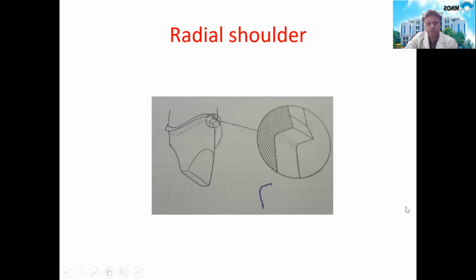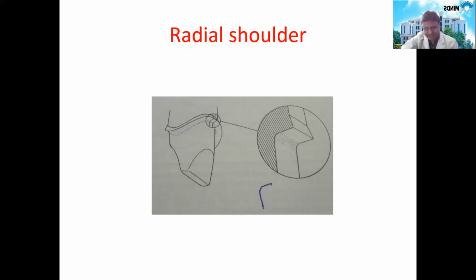This is the radial shoulder margin, which is a better margin for a ceramic restoration. So this is exactly not at 90 degrees, there is this small curve there. So that will prevent the stress concentration. Also, the number of exposed enamel rods will be very less, and the patient coming back to you with sensitivity will be less if you use a radial shoulder burr. So that is the advantage.